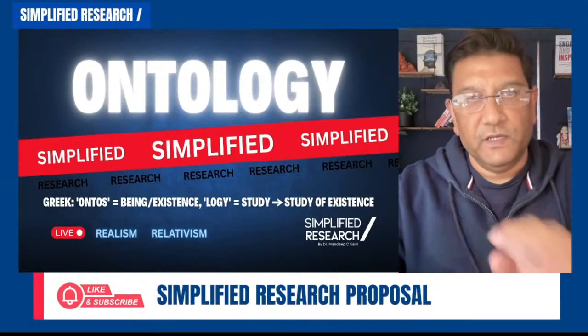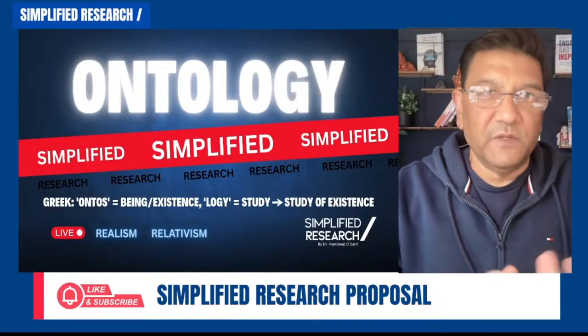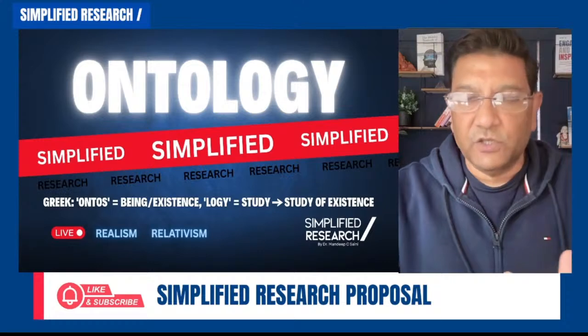And research philosophy has three branches. One is ontology, second one epistemology, and third one is axiology.